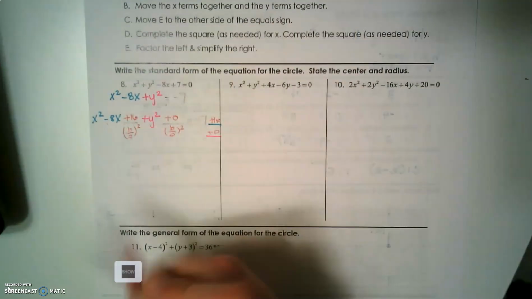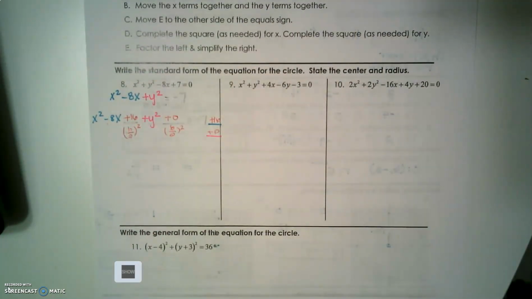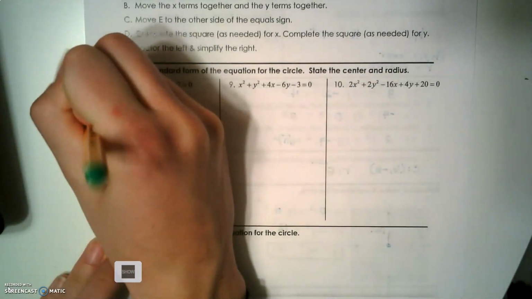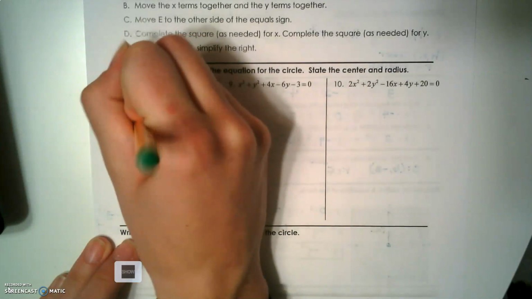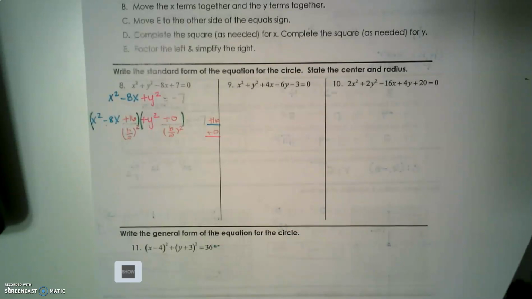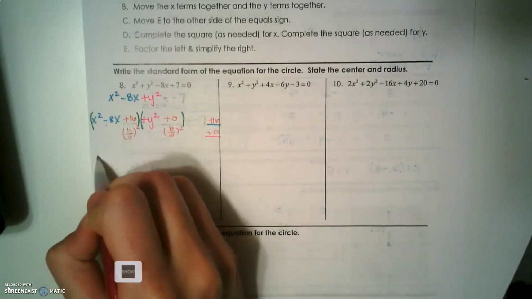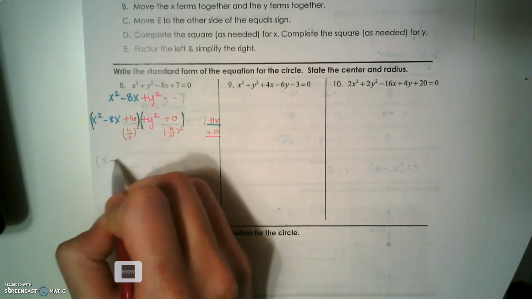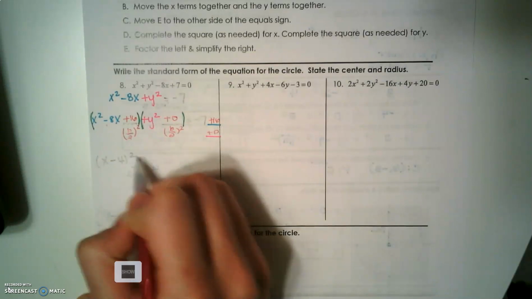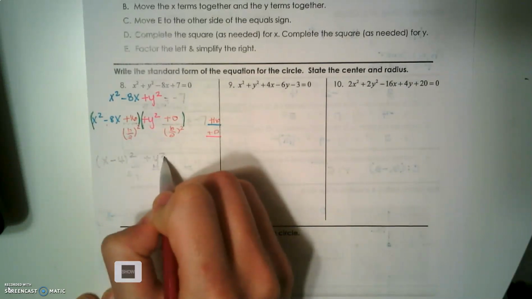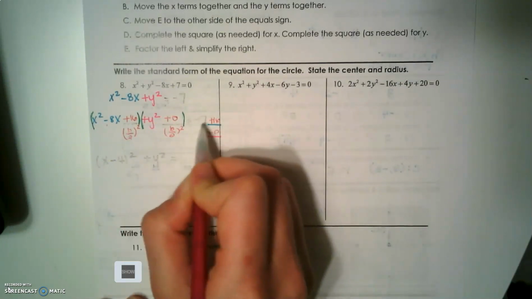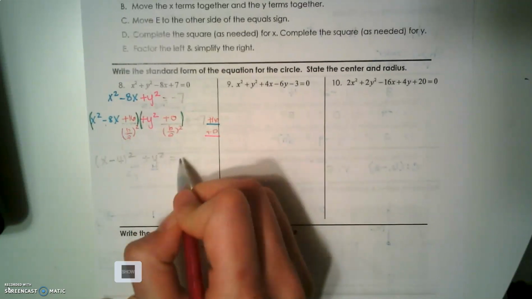Remember, we want to factor these 2 different sets of equations here. So I want to look at this first quadratic equation and factor it, and look at this second one and factor it. So this is a perfect square trinomial. This is going to become x minus 4 squared plus y squared is equal to 16 minus 7, which is 9.